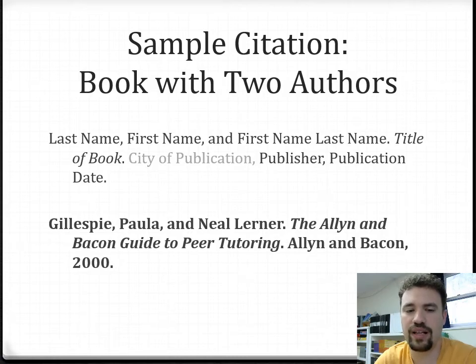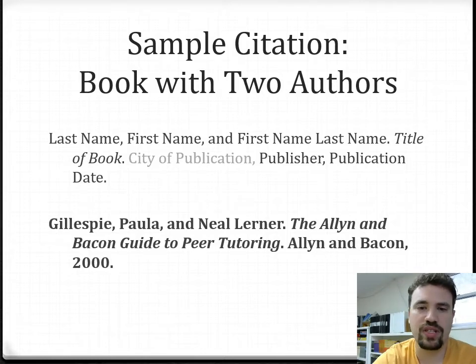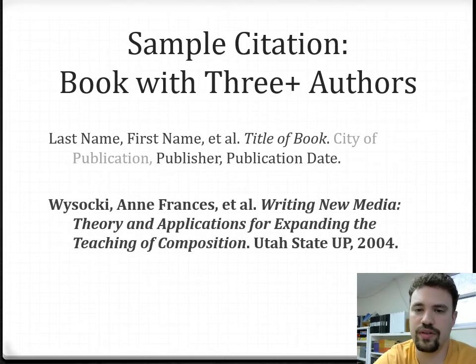So we've got Gillespie, comma, Paula, comma, and Neil Lerner. Okay, so you'll see that Neil Lerner's name is in the normal order. Then period, then we've got the book title and a period, and we've got the Allyn and Bacon Publishing Company, comma, 2000, period. All right, so that shows you just how we adjust it if the book has 2 authors.